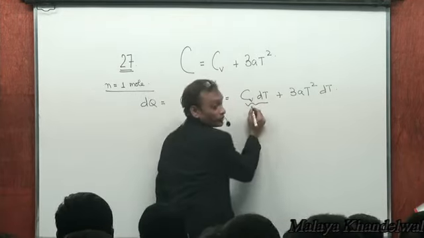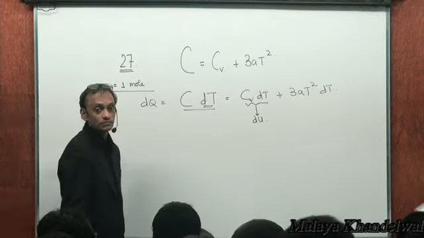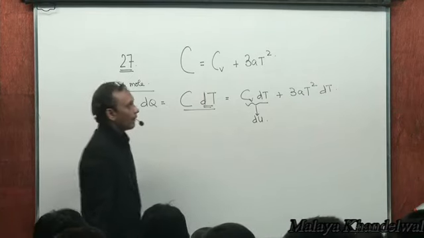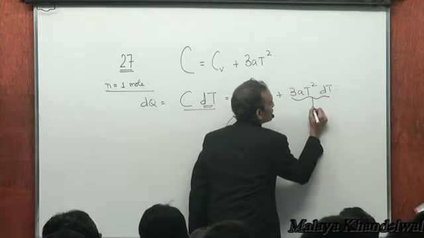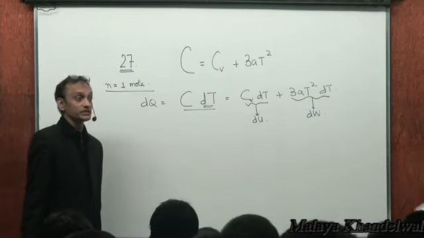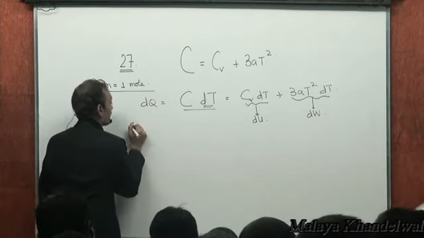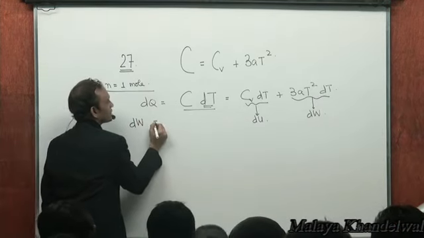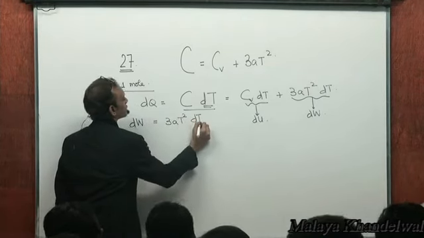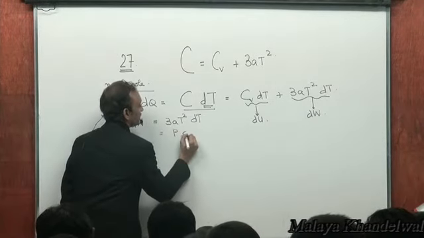Cv dT for 1 mole is always the change of internal energy, isn't it? And therefore, 3a T squared dT must be the work done in the process. Therefore, dW, the work done, is 3a T squared dT. Work done would always be P dV.